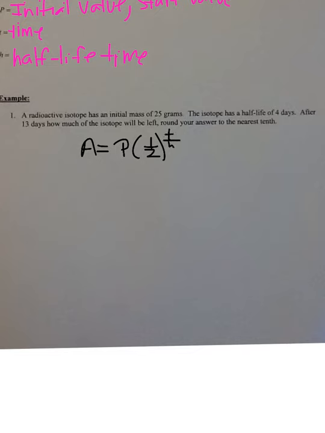Okay, so we have here the initial mass, that's your P, is 25 grams. The half-life, that's your H, is 4. 13 days, because we want to know how much is left after 13 days, that's your time. And we want to know how much is left, that's what we're looking for, is A. So we have A equals 25 times 1/2. If you want to use 0.5, you can use 0.5. Raised to the 13 over H, which is 4. Okay, so you could just plug that into your calculator at one time. So put me on pause and then plug it in and get your answer.